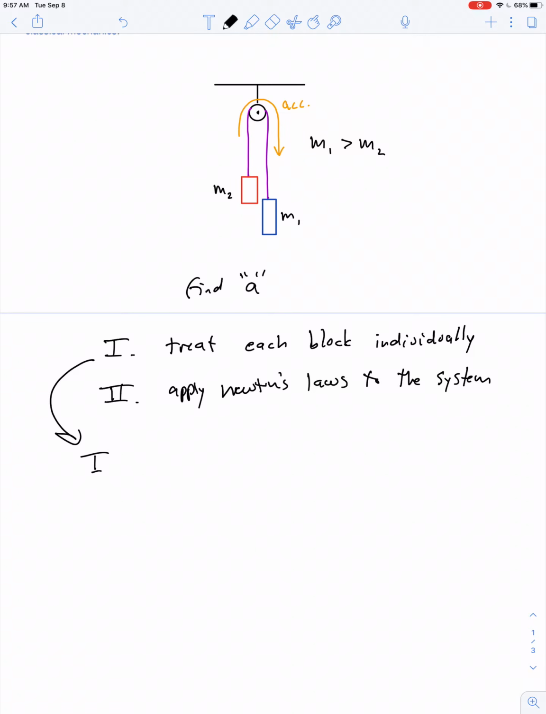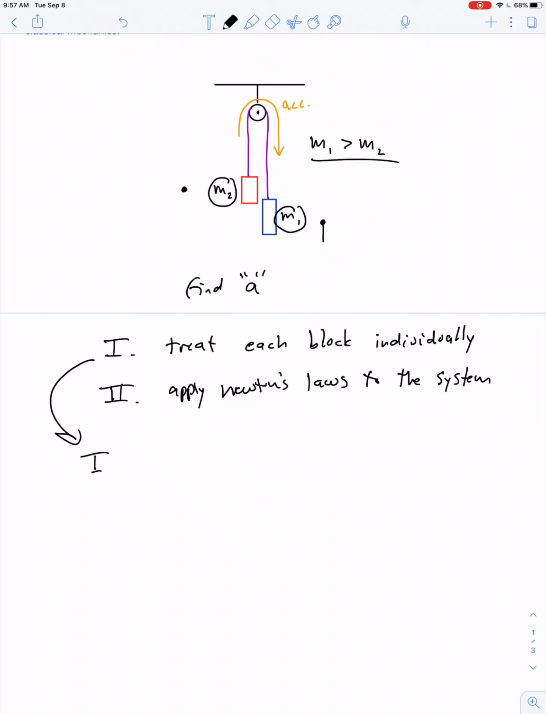Free body diagrams are the key to all derivations involving Newton's laws. So we can make a dot over here to the right of mass number 1 and try to identify all the forces acting on it. And we'll also make a dot over here to the left of mass number 2 and show all the forces acting on it. So let's see, we know that block number 1 is going to accelerate downward if its mass is greater than block 2.